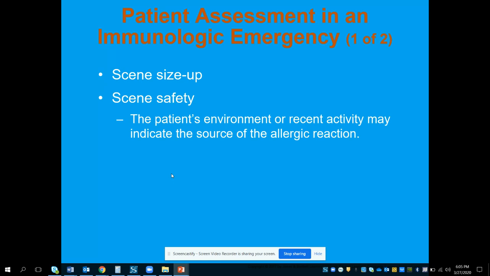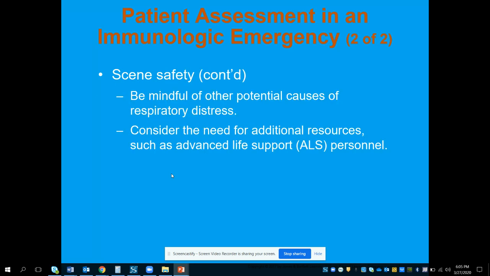So let's look at patient assessment. So we're going to, of course, make sure that the patient's scene is safe. If there's anything that could be a threat to you that causes their allergic reaction, then we want to stay away from that and keep ourselves safe, of course.